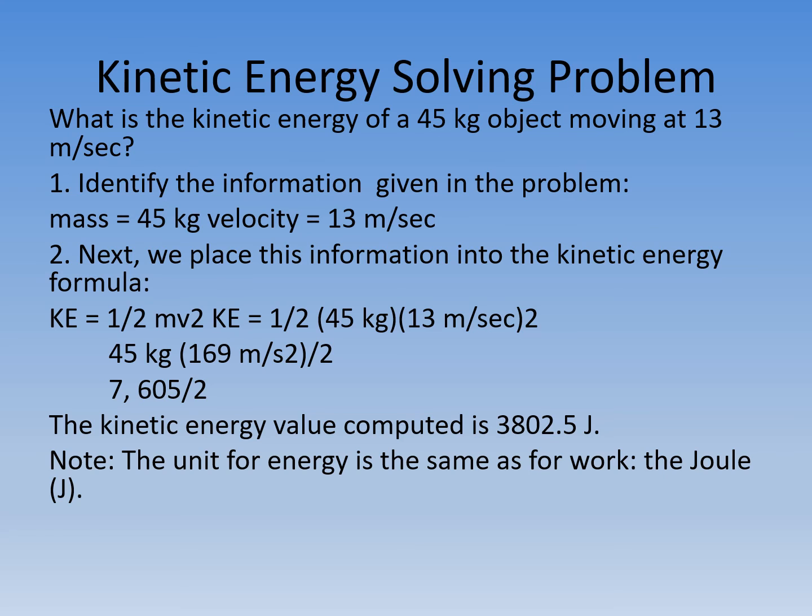So we have kinetic energy is 1/2 multiplied by 45 kilogram, that represents the mass, and the velocity, which is the v, so 13 meter per second, and then squared. So 45 kilogram, multiply that by 169 meter per second squared. So you get 7,605.